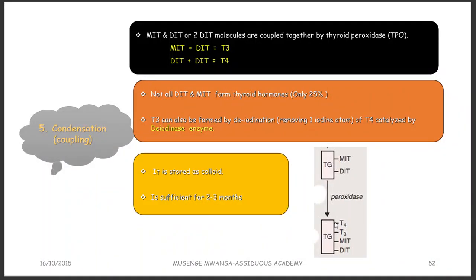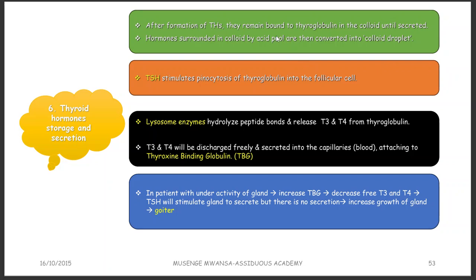Can you see that T4 and T3 are still attached to the thyroglobulin? So hormones surrounded in colloid by the acid pool are then converted into colloid droplets. Thyroid stimulating hormone stimulates pinocytosis of the thyroglobulin into the follicular cell. When this hormone is released from the anterior pituitary to act on the thyroid gland, it is going to lead to pinocytosis and the release of the hormone.